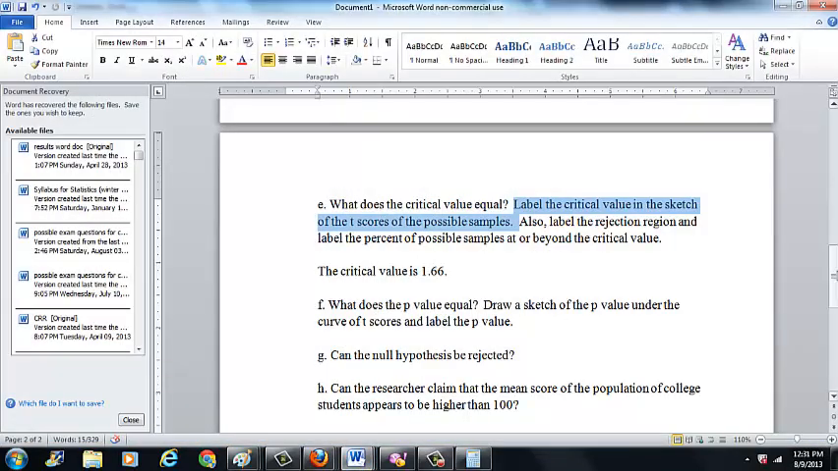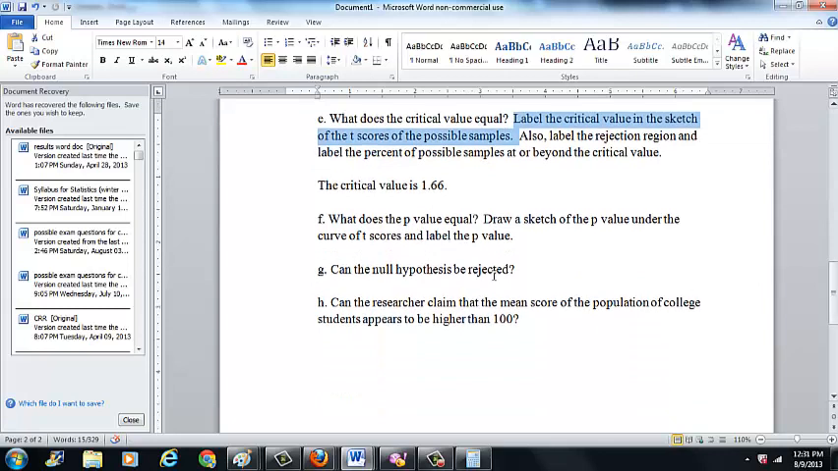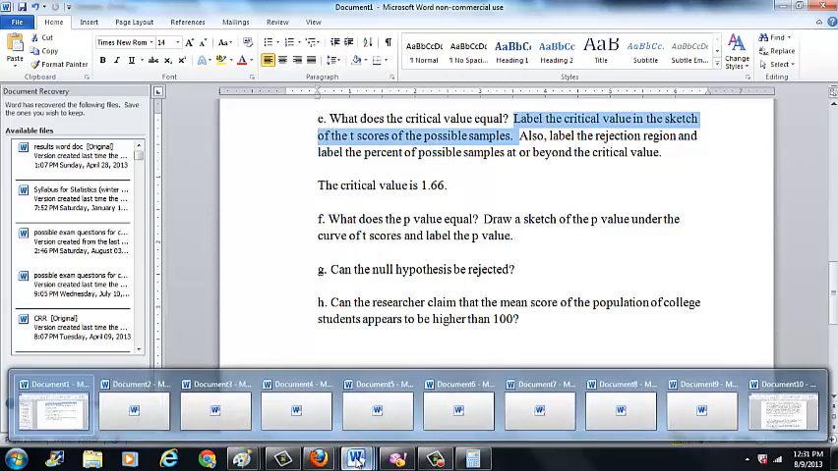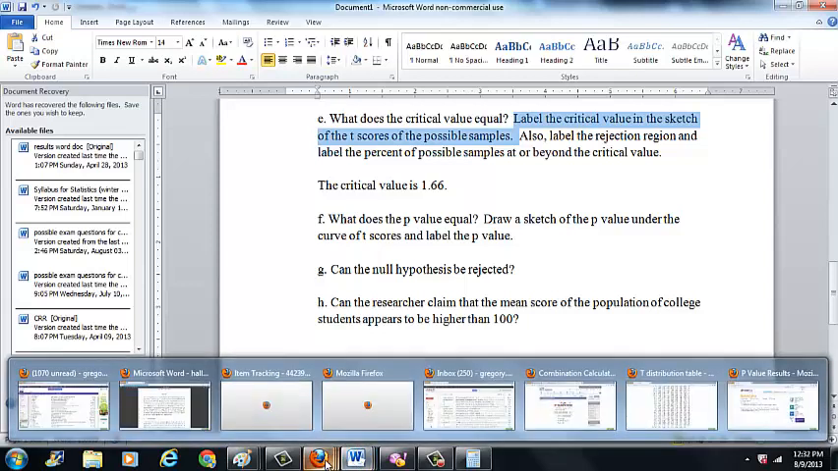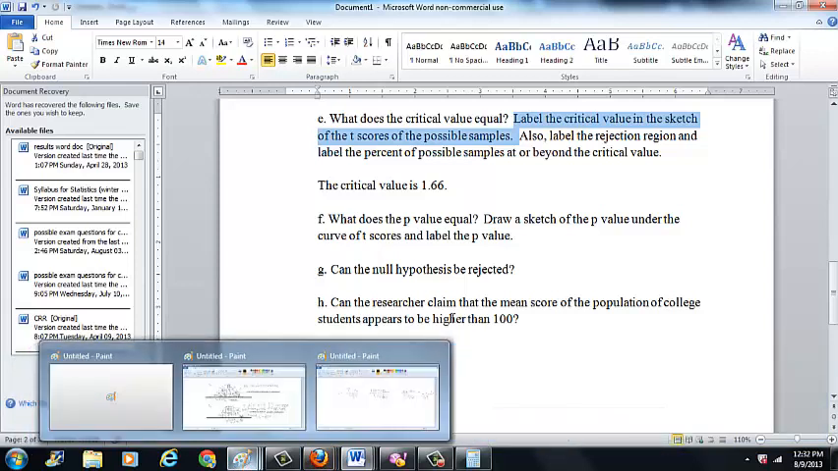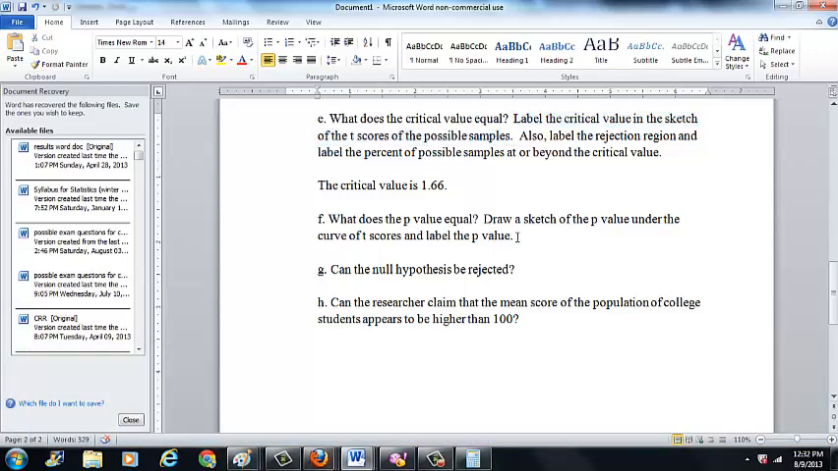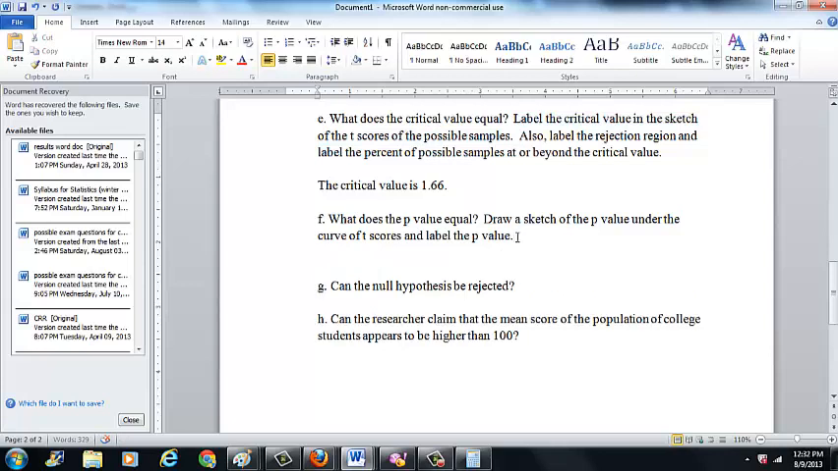So we finished that. This says, can the null hypothesis be rejected? That depends on a couple of different things. Well, there are two different ways to check whether the null hypothesis can be rejected. Oh wait, first, for question F, I forgot to say what the p-value equals. I labeled it in the sketch, but I didn't put my answer in here. So the p-value is less than 0.0001.